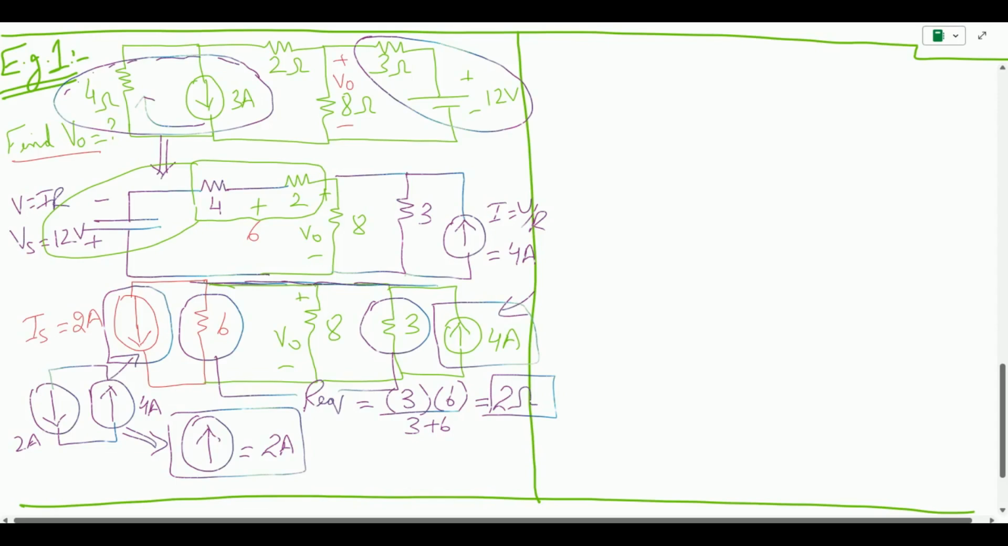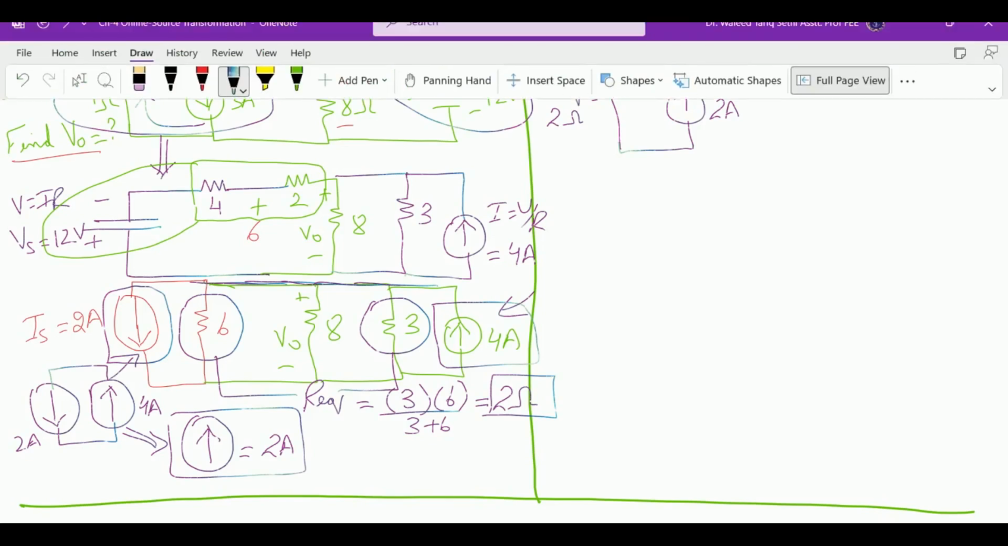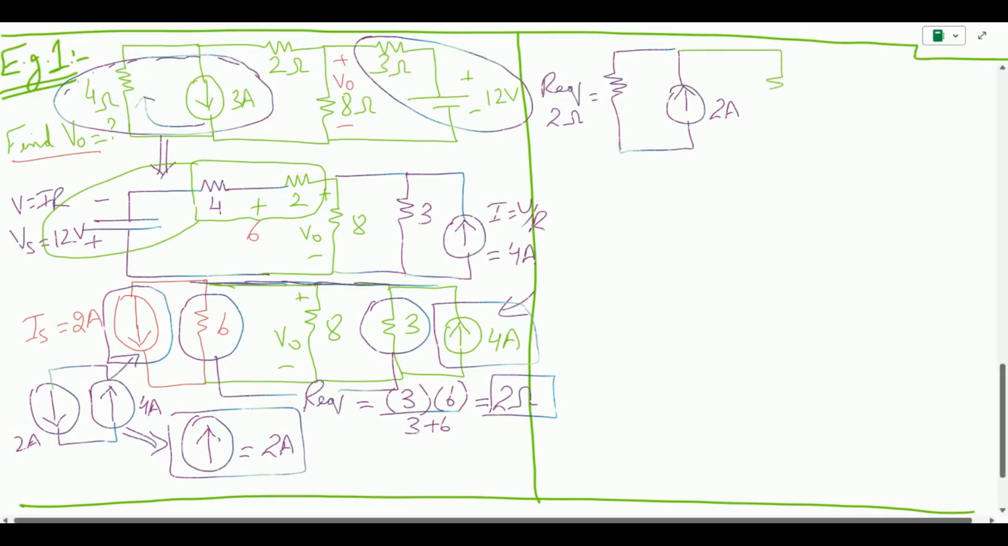So let me redraw this circuit with the new values. So I will have now the equivalent resistance R equivalent, which is basically 2 ohm, followed by the current source of 2 amps, and then I have our original 8 ohm as it is, where I need to find the unknown voltage V out. So this is how my simplified circuit is looking.